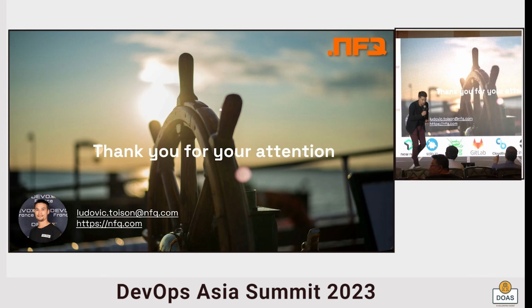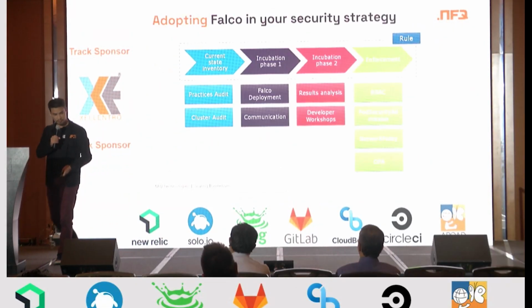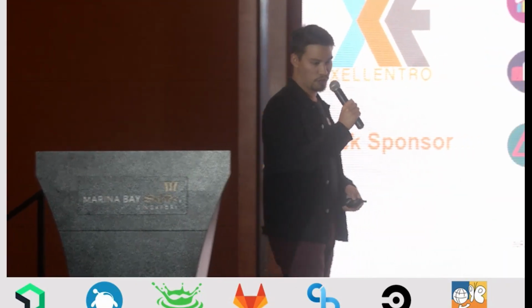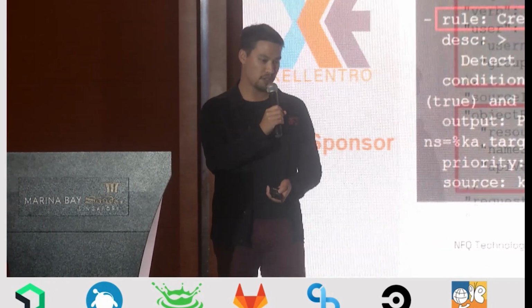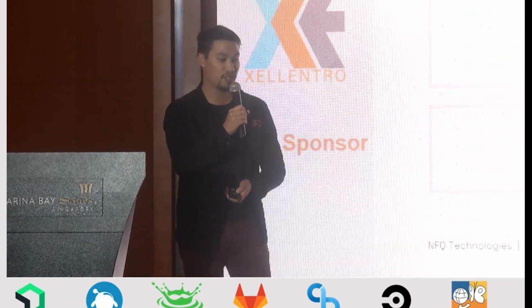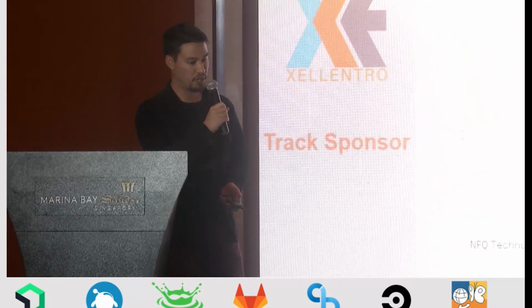Sorry, can you repeat the question? Okay, it's a very good question. So the question is, where do we install Falco? Is it on the cluster? Is it on the nodes? And what is the consumption in terms of resources? Is there any overhead? I will come back to the slides just to re-explain this part.